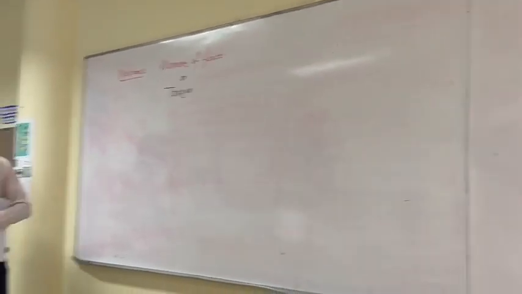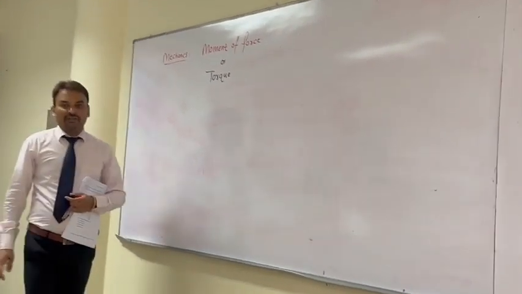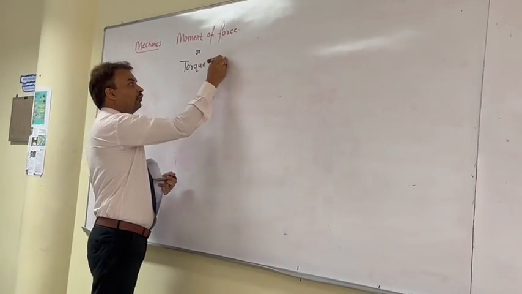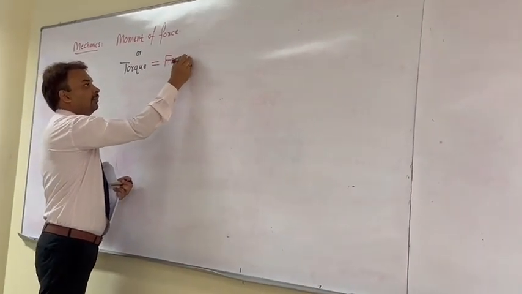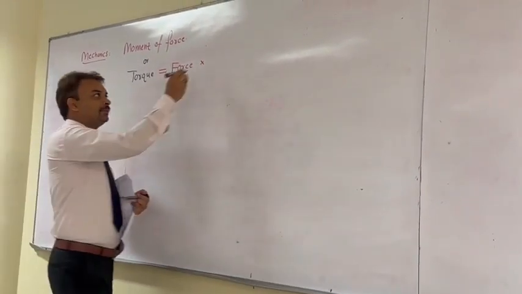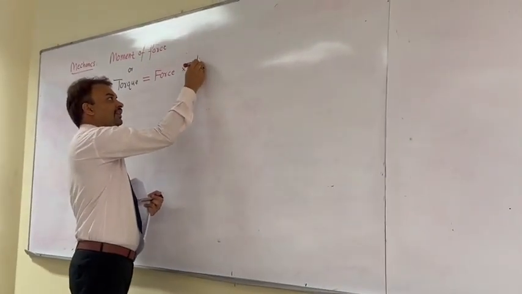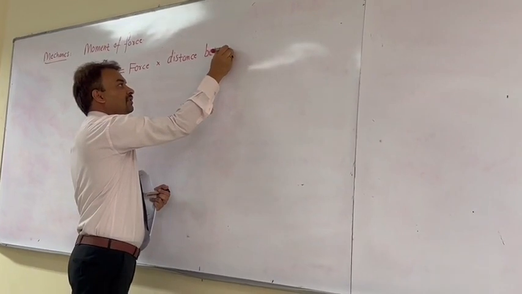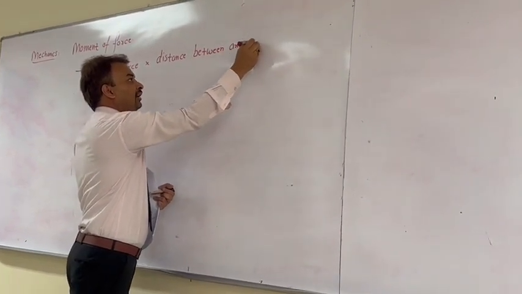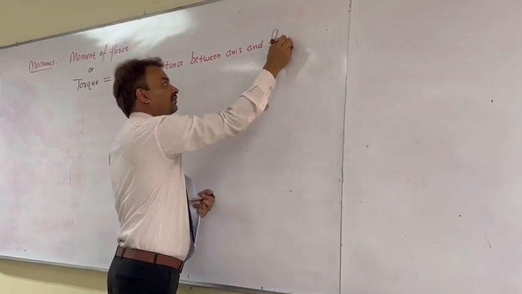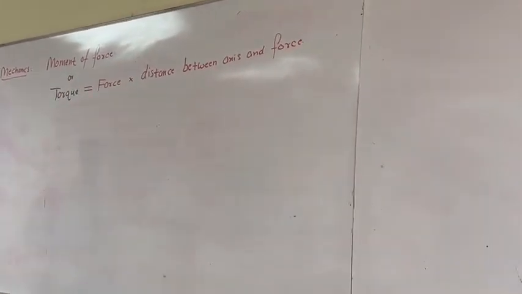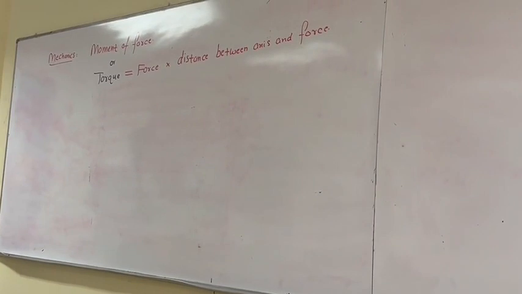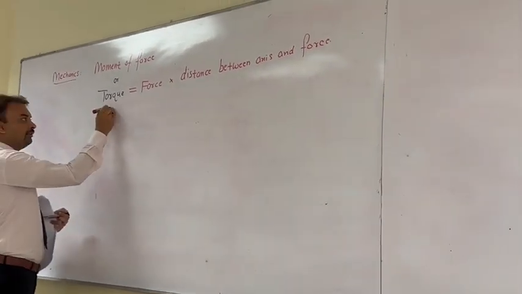When we talk about moment of force or torque, the formula used is: torque is equal to force multiplied by the distance between the axis and the force. So torque, or moment of force, is equal to force multiplied by the distance between axis and force. Torque can be written like this.